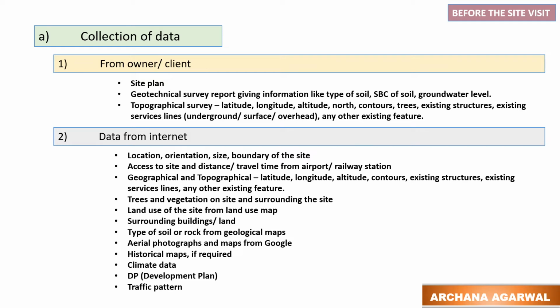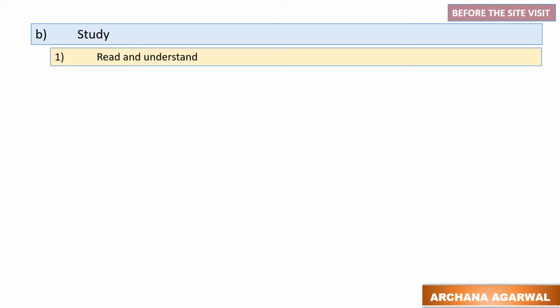Understanding of all this data is necessary before going to the site. An architect must read and study site-related and location-related information before proceeding for the site visit. First and foremost, the project requirements should be read carefully to understand the nature of the project. Design brief should be read meticulously to be in sync with the client's mind.